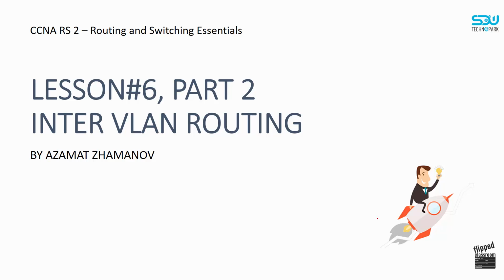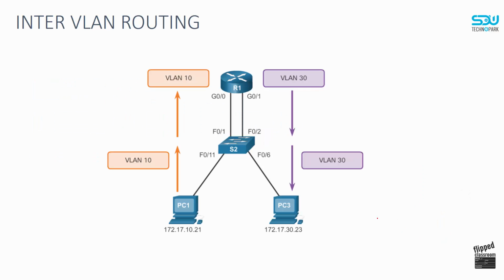To have connectivity between different VLANs, we have to have at least one piece of equipment which is working on layer 3. It can be a router. So in our topology we have PC1 which is placed on VLAN 10 and PC3 which is placed on VLAN 30. To have communication between each other, we place a router here. Let me draw the switch ports with a red colored marker.